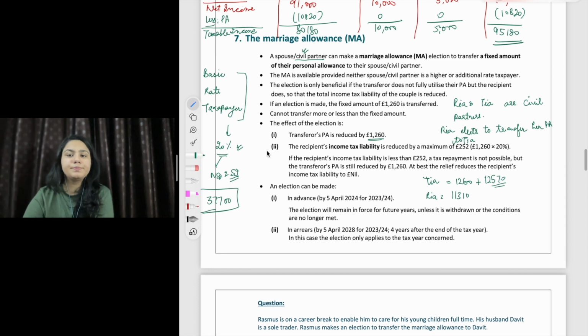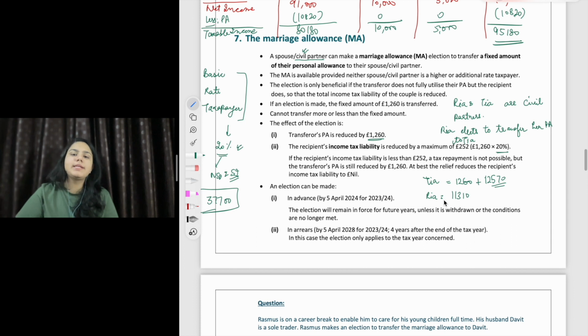Therefore the maximum reduction in the tax liability that can be taken would be at the basic rate itself, because both of them are basic rate taxpayers. So the maximum tax advantage that an individual can get from deducting the marriage allowance from their net income would be at basic rate tax.